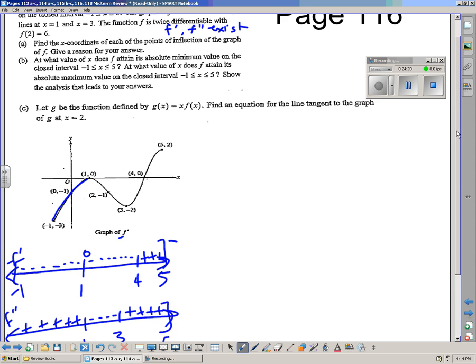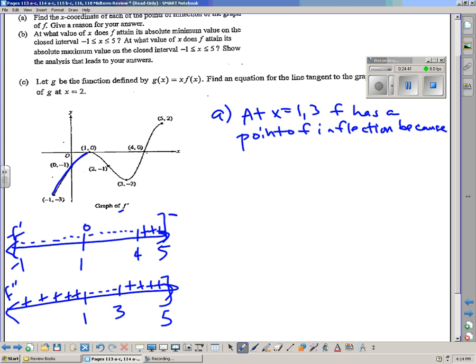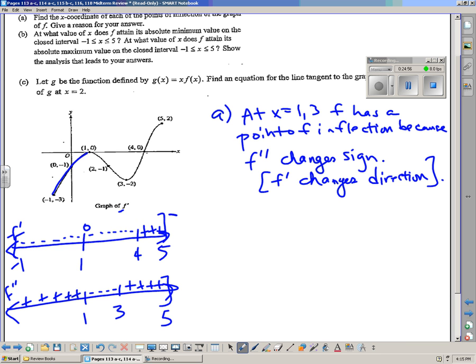So it says find the coordinate of each point of inflection of f. Give a reason for your answer. We're looking at f double prime. And part A looks like we have at x equals 1 and 3, f has a point of inflection, because f double prime changes sign. An alternative explanation would be f prime changes direction. If you were just looking at the graph of it, either way is fine.